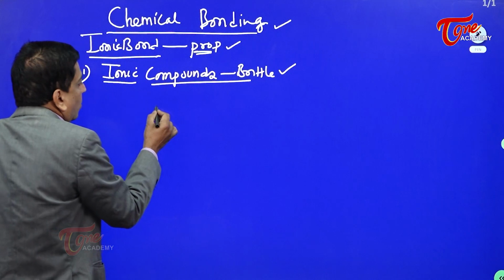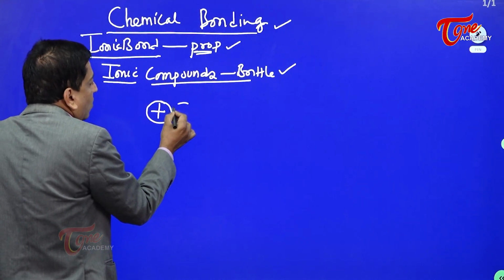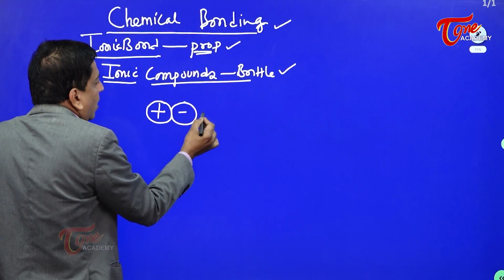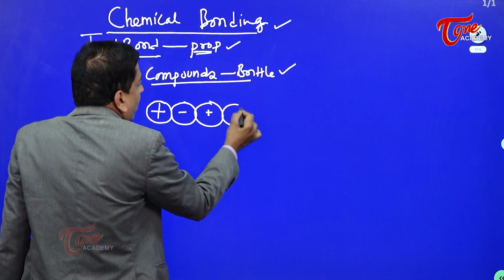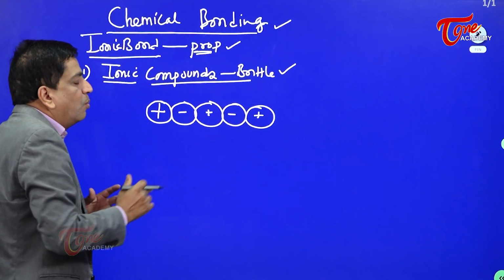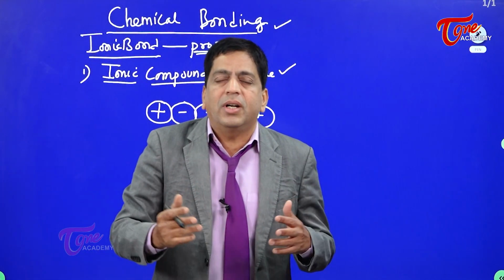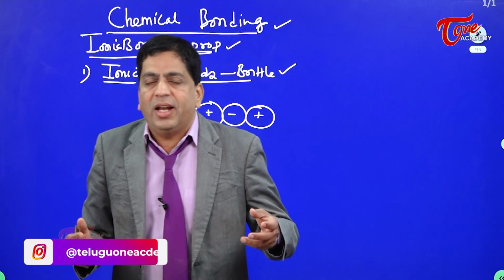Right? It is somewhat like this. Here is a positive ion. You expect a negative ion next to it, then a positive ion, then a negative ion, then a positive ion, and that should be the natural arrangement. You and I need not arrange it. Next to positive will be negative, and next to negative will be positive.